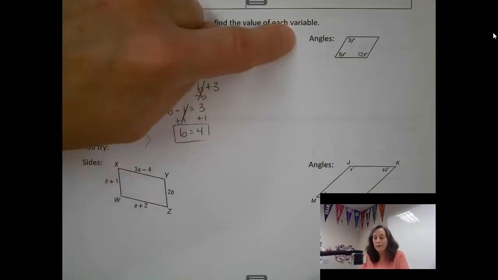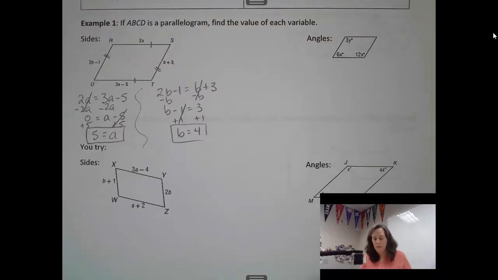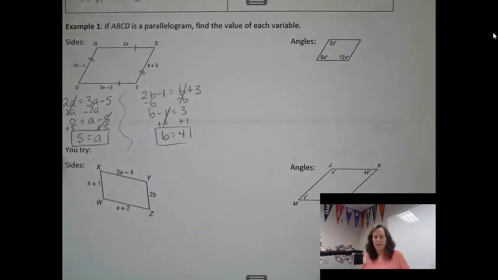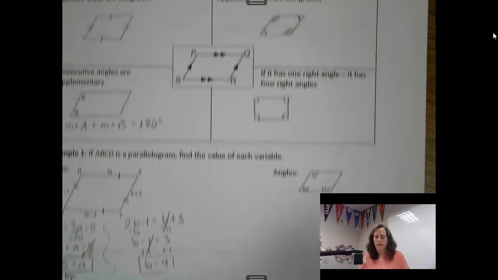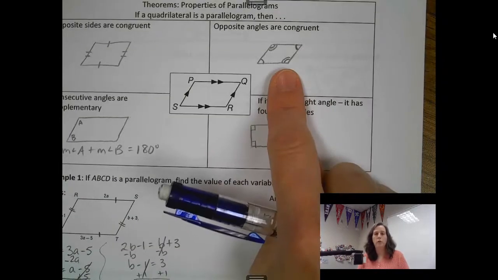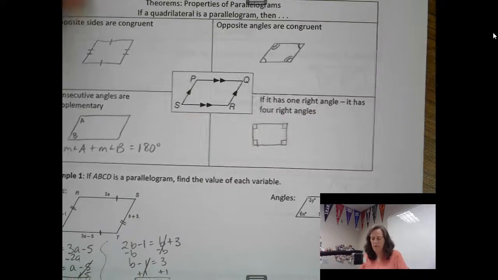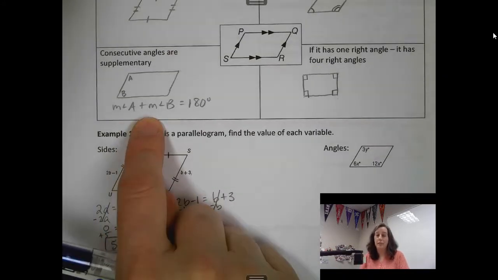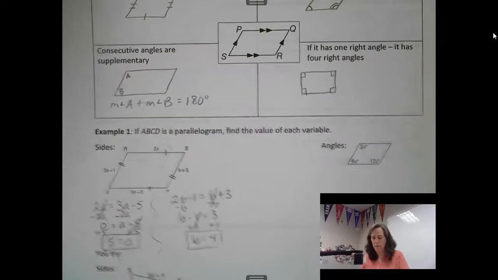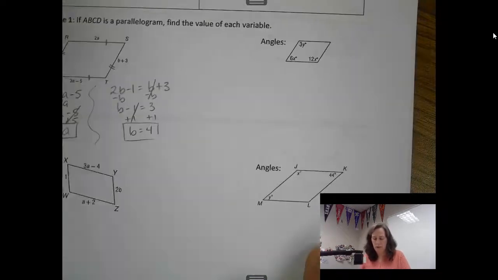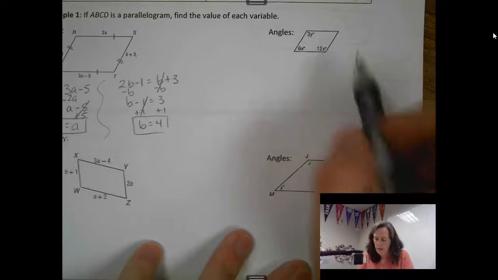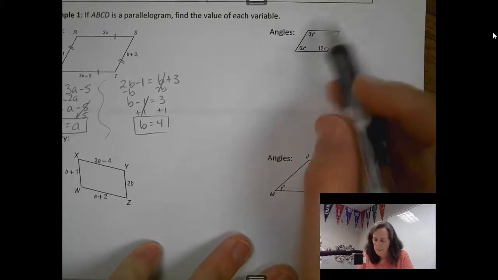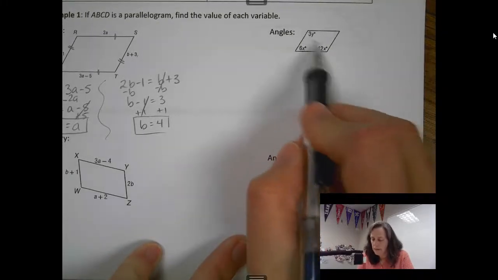We also have a parallelogram with angles. So let's remember what we know about angles. Let's look up here. Opposite angles are congruent. Okay, let's see what they gave us. Oh, we have another one, don't we? Consecutive angles are supplementary. So there's two things that we know that would be helpful when we're working on angles. Okay, parallelogram. Opposite angles are congruent.